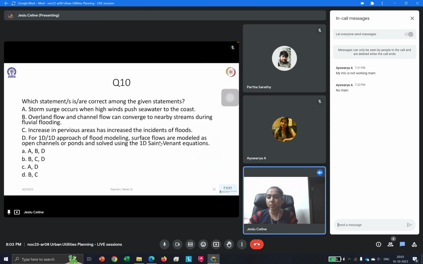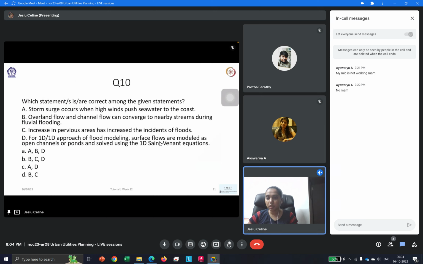A. Storm surge occurs when high winds push seawater to the coast. B. Overland flow and channel flow can converge to nearby streams during fluvial flooding. C. Increase in pervious areas has increased the incidence of floods. D. For 1D approach of flood modeling, surface flows are modeled as open channels or ponds and solved using 1D Saint Venant equations. So let's go option by option.